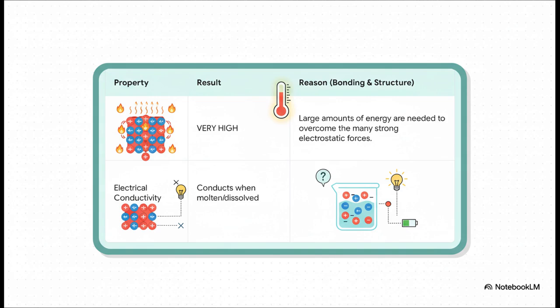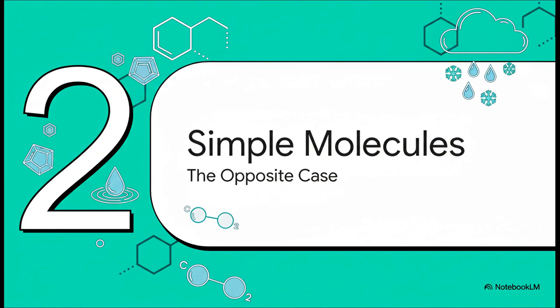Well, to melt an ionic compound, you have to break all of those strong forces holding the lattice together. And that takes a huge amount of energy. That's why the melting point is so high. And what about conductivity? Well, when it's a solid, those ions are totally locked in place. They can't move, so no electricity can flow. But the moment you melt it or dissolve it, those ions are free to move around and carry a charge. And that, right there, is a classic exam question. So remember that one.